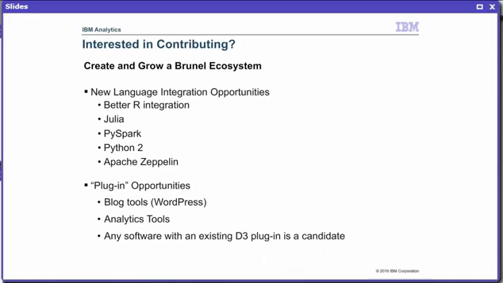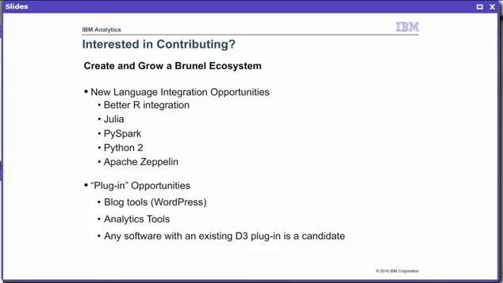So, this is an open source project, and successful open source projects work around a community and an ecosystem that grows. And so we're interested in growing a Brunel ecosystem. There are lots of ways that we think Brunel could be used to grow this ecosystem. Just a few ideas are on this slide here.